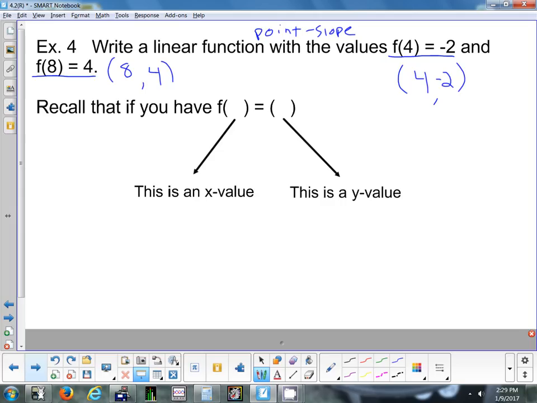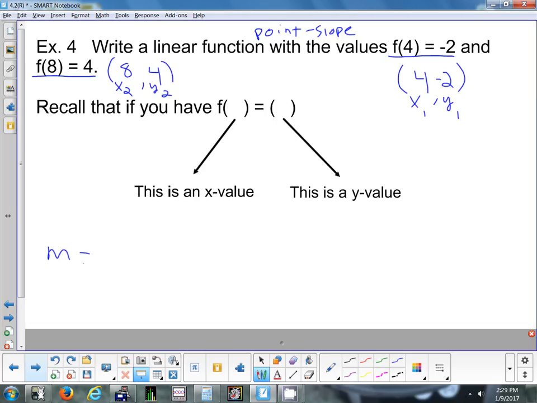Let's label this. What's the 8? Is that x1 or y1 or x2 or y2? It's the x1. Yeah, it could be x1 or it could be either one. Let's switch it up this time. Let's make that x2. So what does that mean the 4 is going to be? That's x1. How about the other 4? Y2. That's y2. And how about the negative 2? Y1.